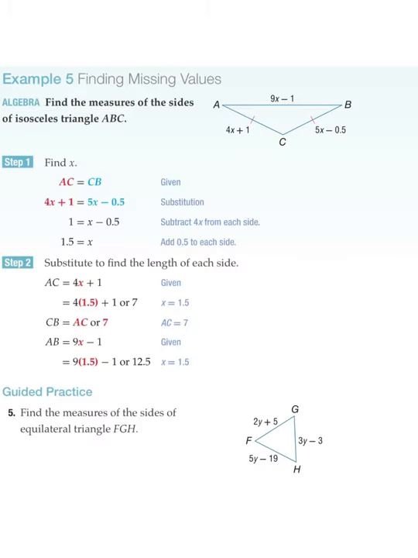Okay, finally, example 5. Again, find it. Now we've got a lot of algebra in here, but what we do know is that these two guys must be congruent. So you can set them equal to each other. You can find out what x is, plug it in.